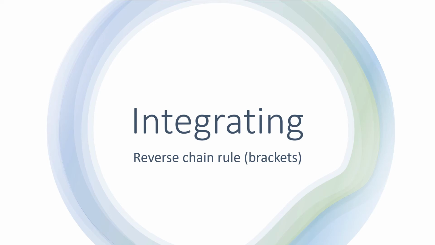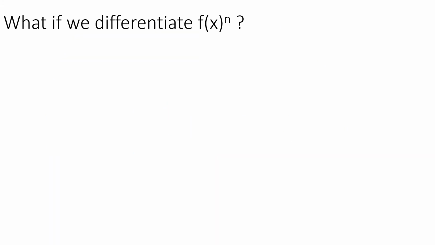So we've integrated a few different versions of the reverse chain rule now, and we're now going to look at one that works with brackets. As with all good integrations, this starts with reminding you of a differentiation, and particularly we're going to be looking at using the chain rule here. What do you get if you differentiate f(x) to the power of n?